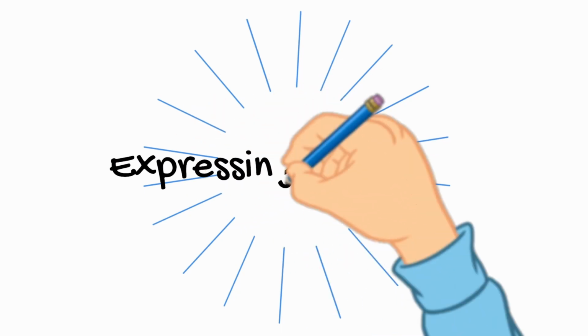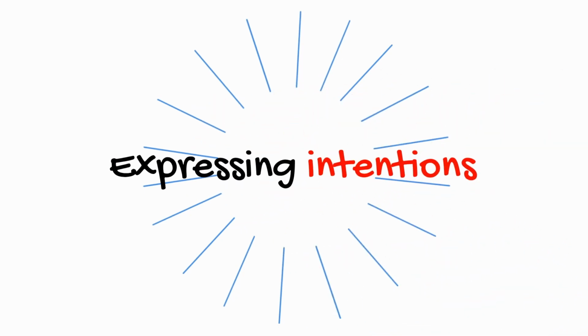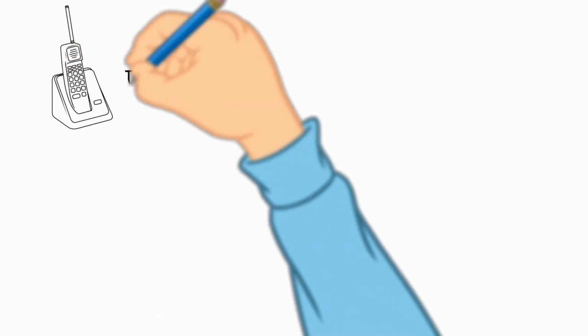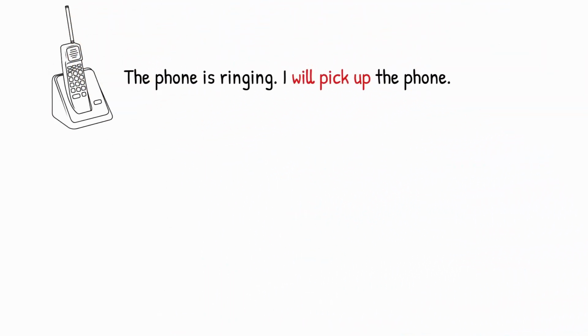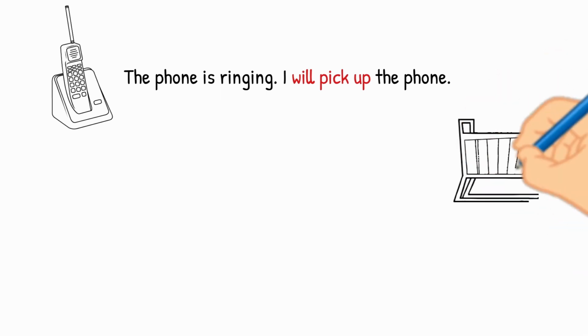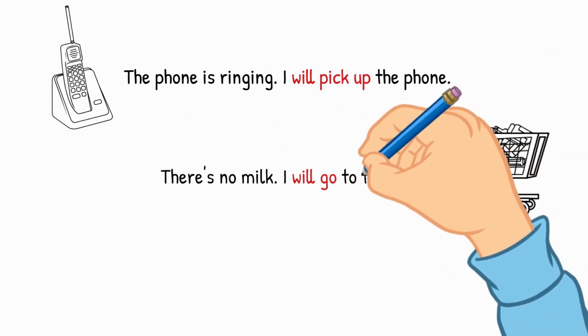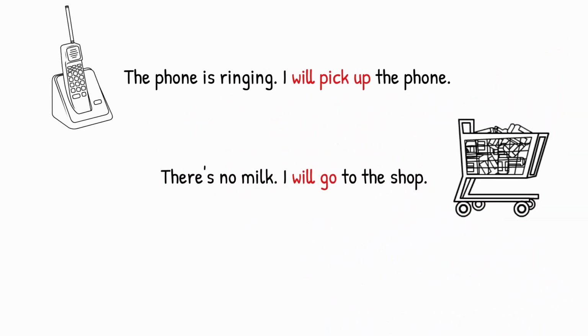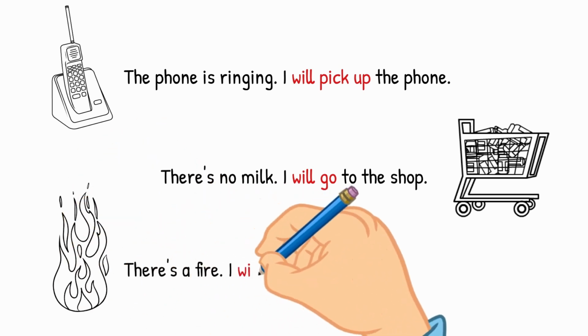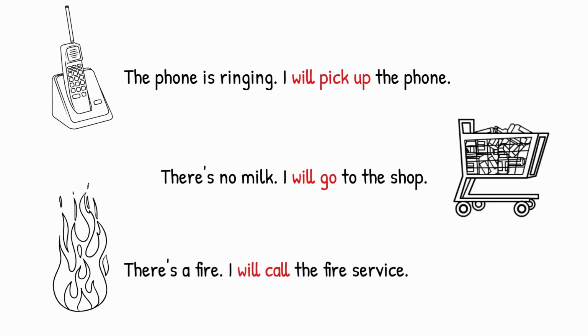Let's look at expressing intentions. The phone's ringing. I will pick up the phone. There's no milk. I will go to the shop. There's a fire. I will call the fire service. These examples show how something happens and we express what the response is. There's a cause and effect. Like hypothetical events, we use will and the regular verb.